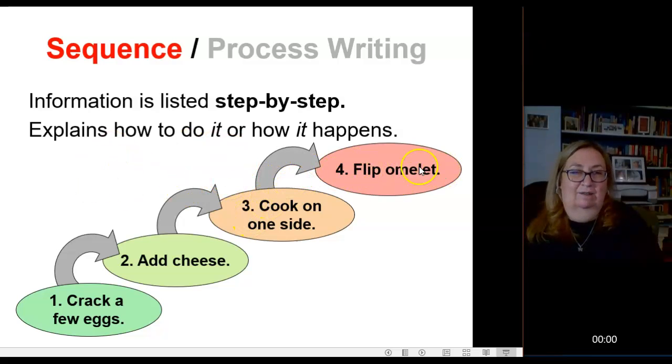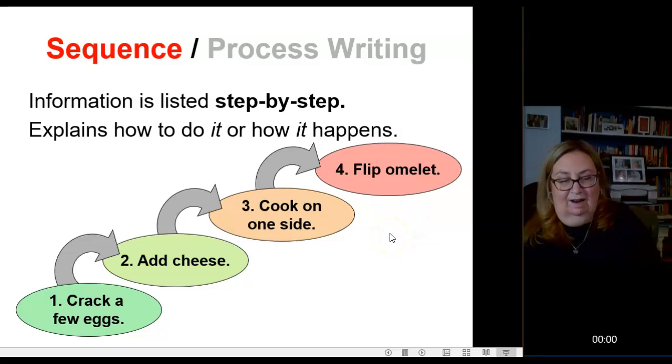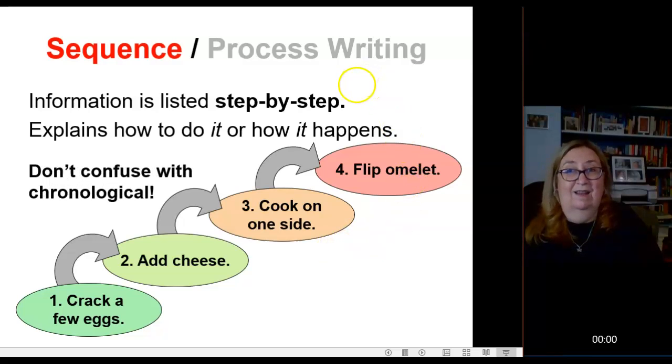And here we are correct. It was an omelet. So after we cook it on one side, we're going to flip it over. Sorry, I just had a funny vision in my head of flipping the entire frying pan over. Again, it's important that you're very clear in your steps.